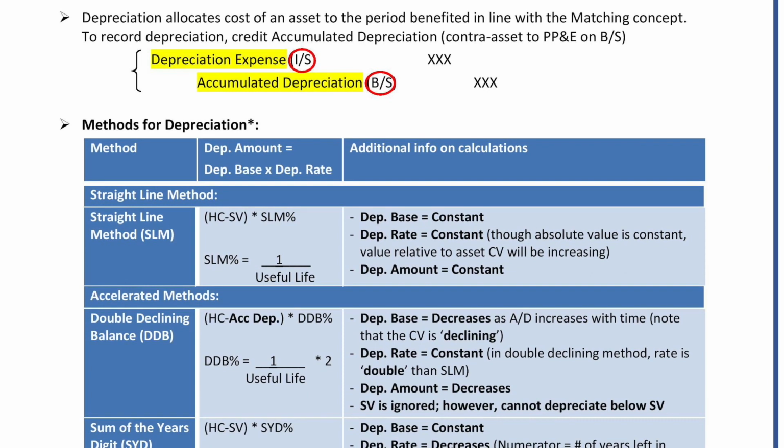Now looking at the table for methods of depreciation, you got the straight line method and then you got a few accelerated methods. The first one, double declining balance, highlight historical cost minus accumulated depreciation. That's why it's called declining balance. And when you're looking at the double declining balance percentage, it's 1 by useful life, highlight into 2. That's why it's double. Hence the name, double declining balance. For DDB, under additional info, highlight salvage value is ignored. However, cannot depreciate below salvage value.